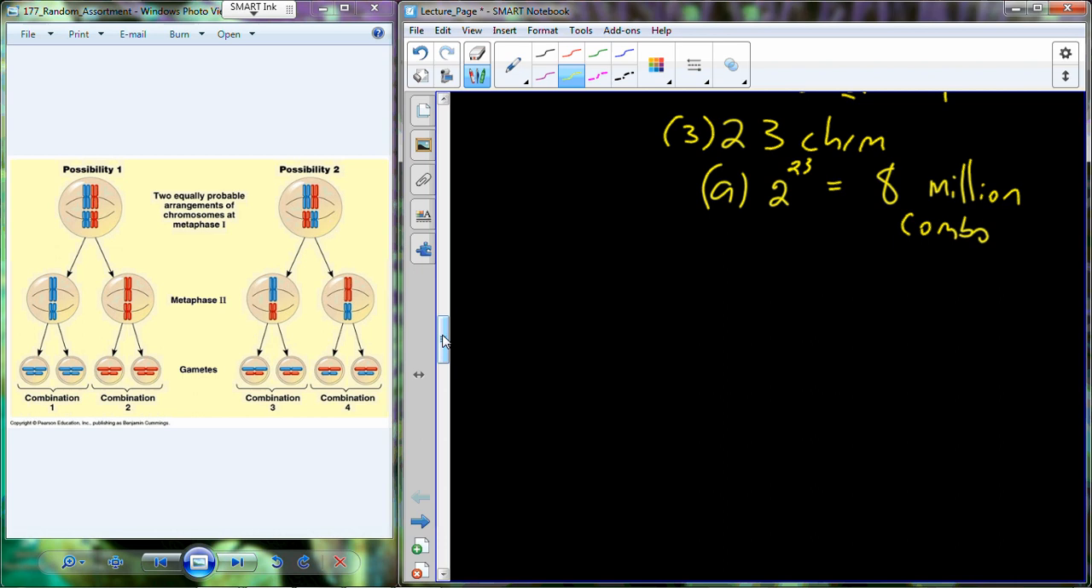So just with this alone, what would be the probability of producing this exact same offspring? 8 million times 8 million, which is 64 trillion. It's 1 in 64 trillion. So that's a lot of babies.